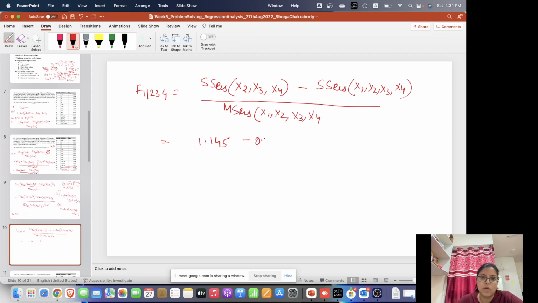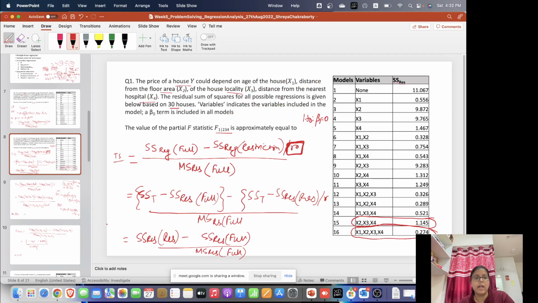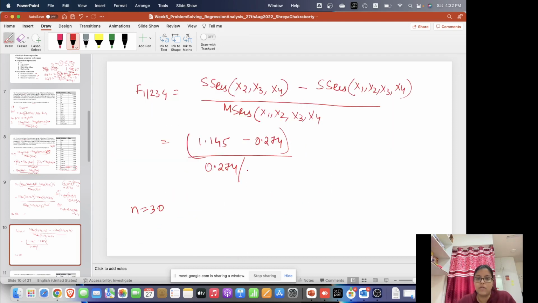Just substituting these values, we have 1.145 minus 0.274, divided by 0.274 by the degrees of freedom. Here n was 30 because we had obtained these regressions from 30 houses. So the degrees of freedom of error would be n minus 5, that is 25. If we calculate this, it comes to something close to 79.47. I'll just check it: 1.145 minus 0.274, divided by 0.274 divided by 25, it's 79.47. This is the answer to the partial test of F1.